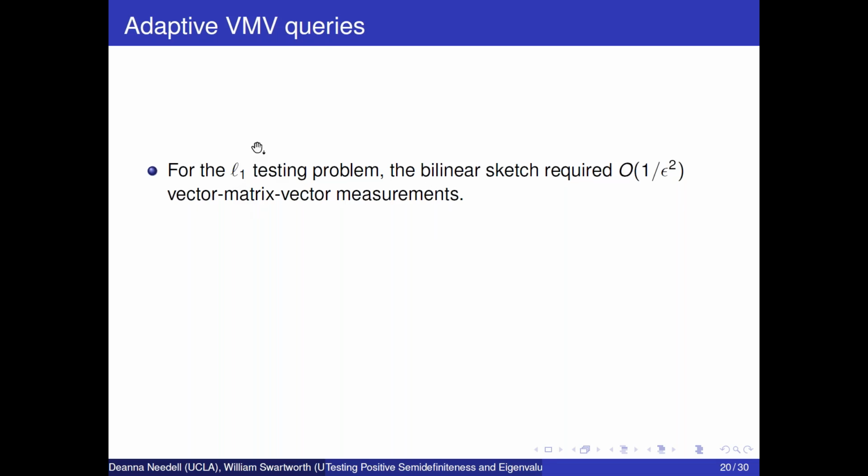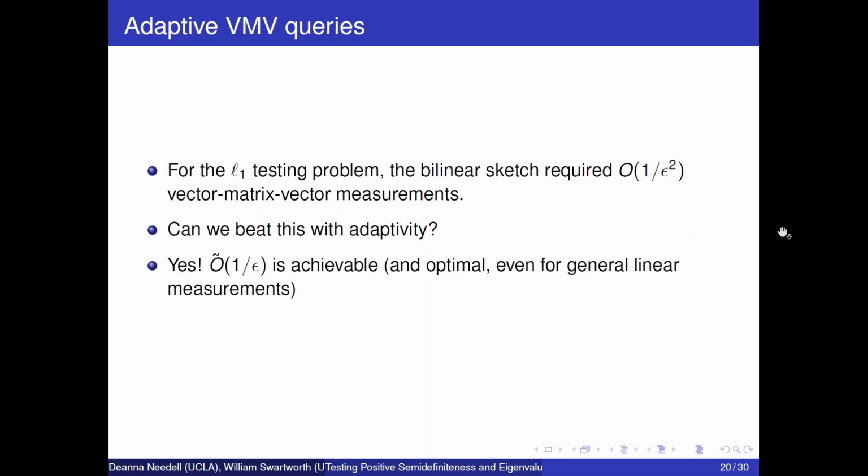Now, remember, for the L1 testing problem, we just sketched on the left and the right, GAG transpose, and we used 1 over epsilon squared queries. Can we beat this with adaptivity? And can we also beat it for p equals 2, where we had 1 over epsilon squared dimensions on both sides? And it turns out, yes, you can use adaptivity. You can get 1 over epsilon measurements instead of 1 over epsilon squared for p equals 1.